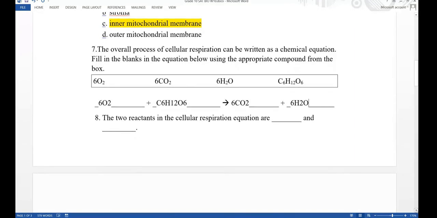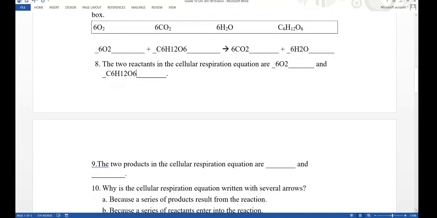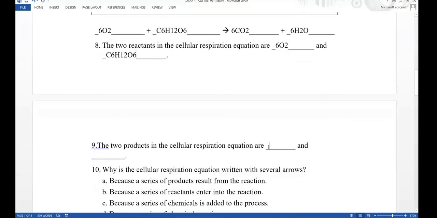Okay, so the two reactants in the cellular respiration equation, what are the two reactants? Oxygen and glucose. Yes, it is oxygen and glucose. You can either write the chemical formula, or you can write the names of them. Now, what are the two products of cellular respiration? Carbon dioxide and water. They are carbon dioxide and water.